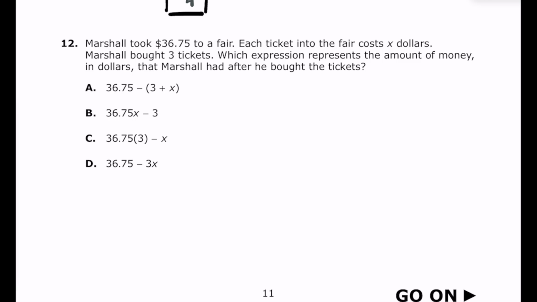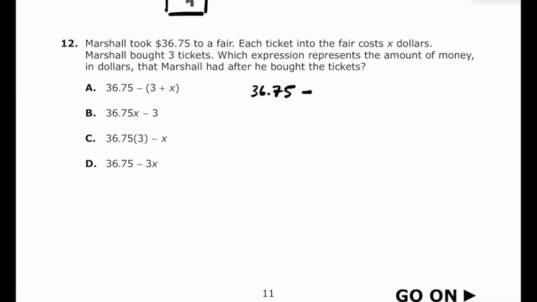Okay. Here is number 12. Marshall took $36.75 to the fair. Each ticket into the fair costs X dollars. Marshall is going to be buying 3 of these tickets. Which expression represents the amount of money in dollars that Marshall had after he bought the tickets? Okay, so Marshall started off with $36.75, right? He started off with that much money, and then he's going to spend some money on the ticket. So it's going to be a subtraction after this, right?